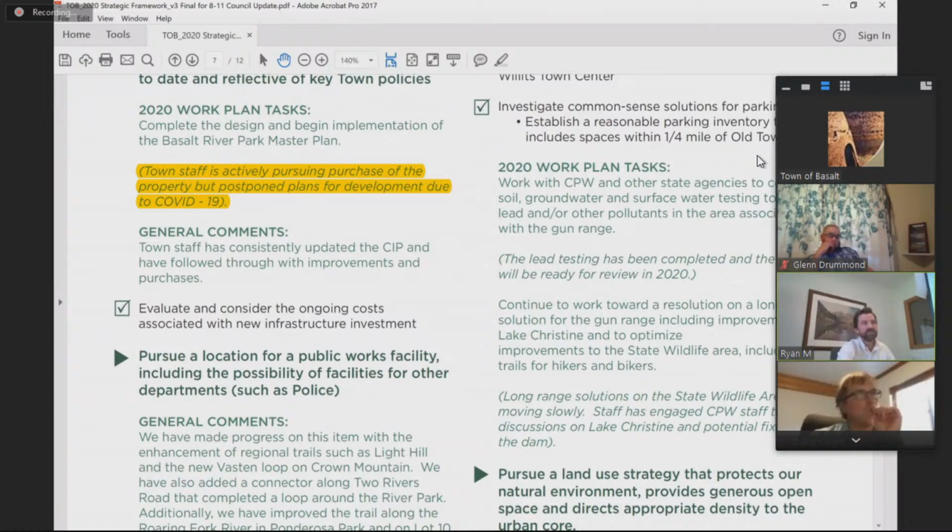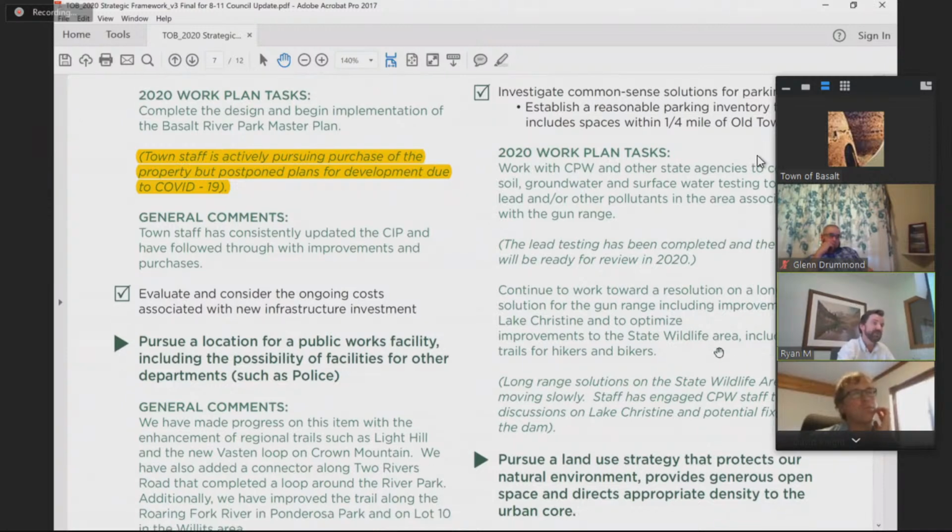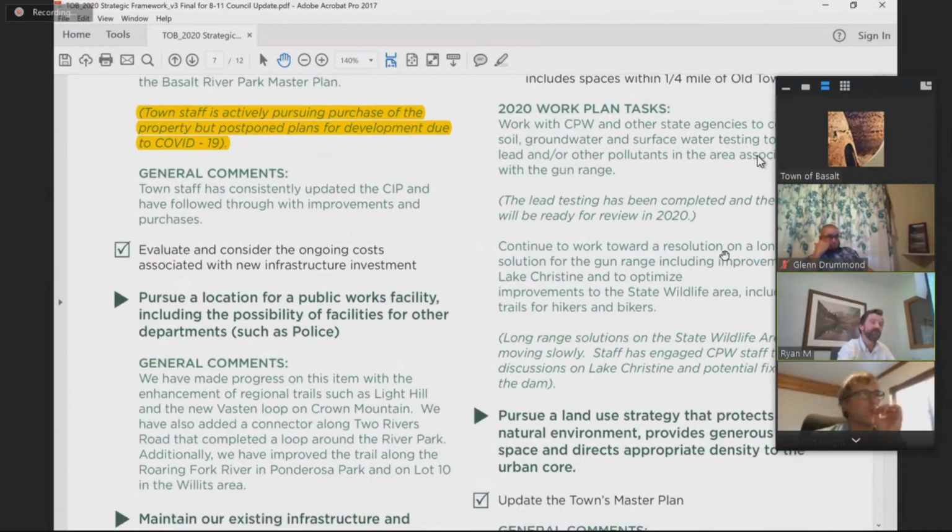The next is working with CPW and the groundwater testing. We got an update on that from Matt Yamashita. The testing's been done, and we're waiting for the results and the report, which should be coming out either late this summer or into the fall.